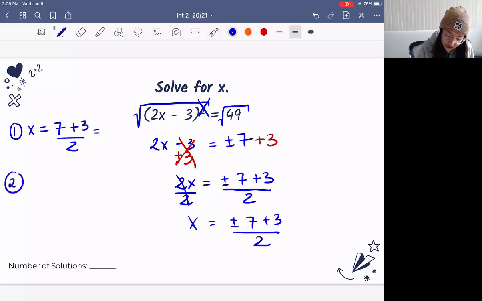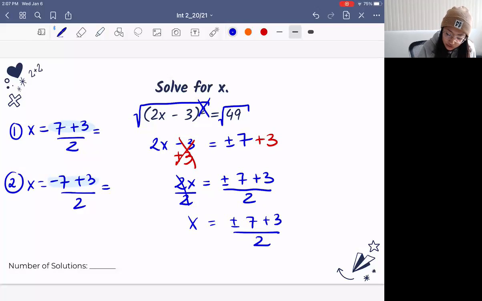So my first answer should be the positive form of 7 and then plus 3 divided by 2. And that's going to give me an answer. And my second answer is going to be the negative form of 7 plus 3 divided by 2. So notice that the positive and negative only applies to the number that it is in front of, and the positive and negative is in front of the 7, so that's the only thing that you apply it to.